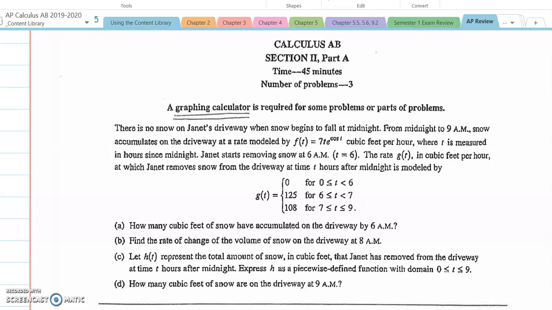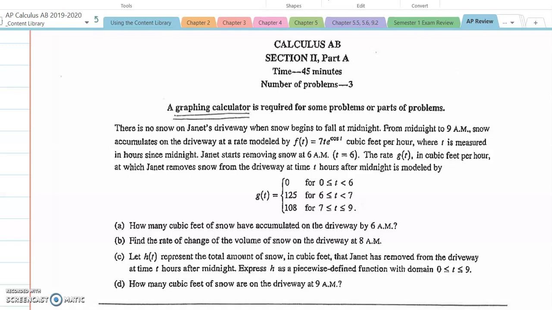There is no snow on Janet's driveway when snow begins to fall at midnight. From midnight to 9 a.m., snow accumulates on the driveway at a rate modeled by F of t, cubic feet per hour, where t is measured in hours since midnight. Janet removes snow at 6 a.m. The rate G of t in cubic feet per hour at which Janet removes snow from the driveway at time t hours after midnight is modeled by G, which is a piecewise function. Letter A, how many cubic feet of snow have accumulated on the driveway by 6 a.m.?